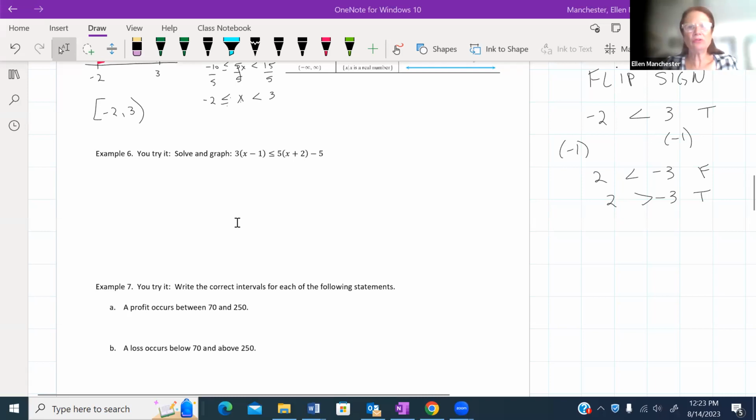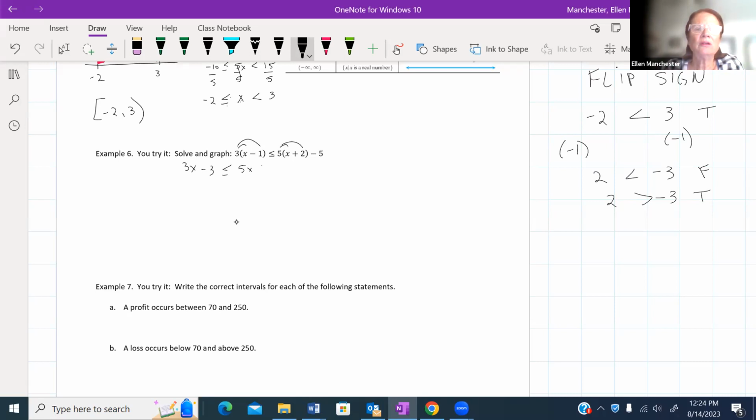Okay, so walking you through this. Hopefully you guys have already done this, so let's see if you did it correctly. The first thing you should have done: anytime you see a number outside of parentheses, you're going to distribute. So we end up with 3x minus 3 less than or equal to, and then distribute here, 5x plus 10. And notice this -5 is outside the parentheses, so it has nothing to do with your 5 that you're multiplying.